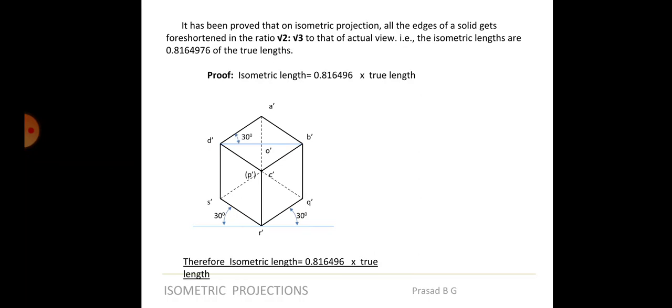You know that if I draw a horizontal line, the line A dash D dash is at an angle of 30 degrees. That length is called the isometric length. I have already told you, whatever length is shown here is not the true length, it is the isometric length. Now, if I had to draw the true length, how much would it be and at what angle am I supposed to draw?